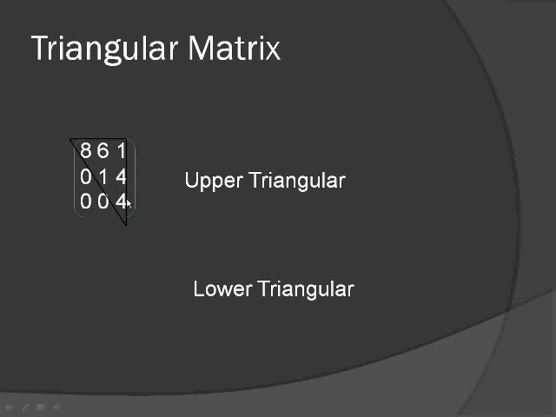The lower triangular matrix. Consider the following example. Please note that all entities above the main diagonal are zeros. All entities on the main diagonal are non-zeros. All entities below the main diagonal are non-zeros.